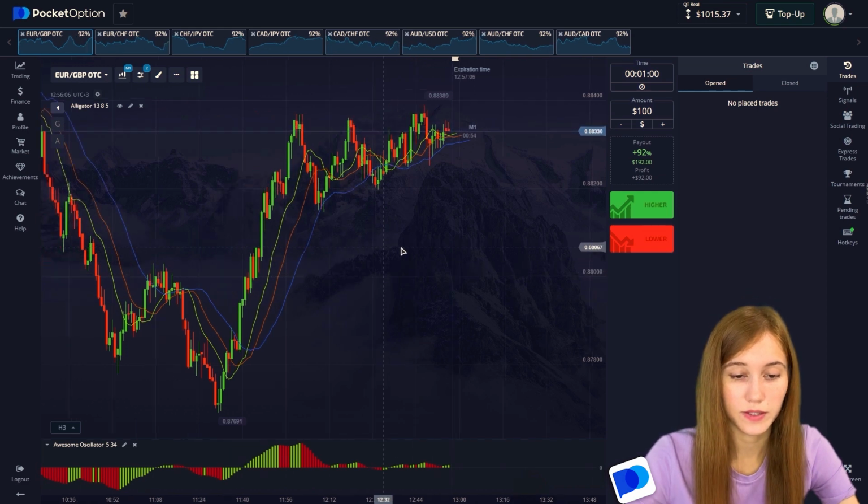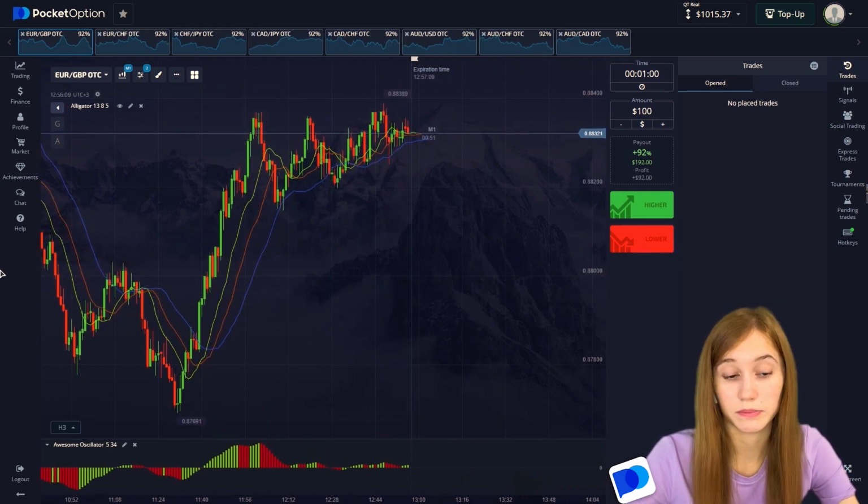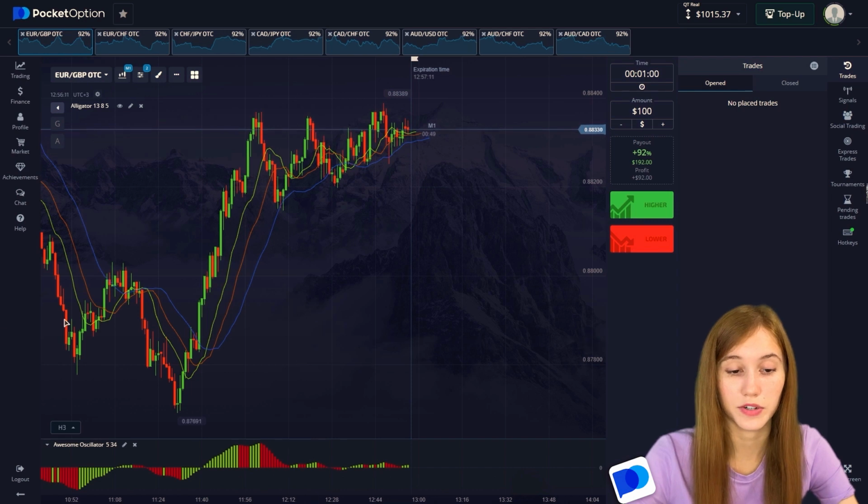Also, these indicators are simple and can be easily used, especially together in one.